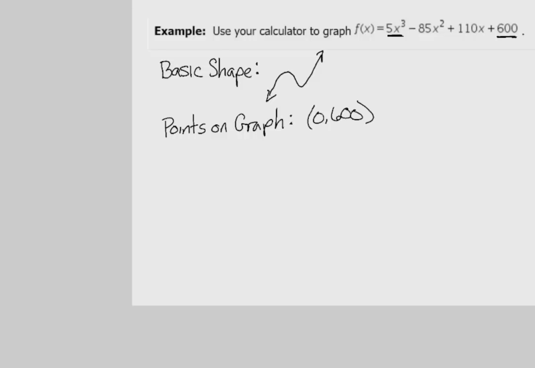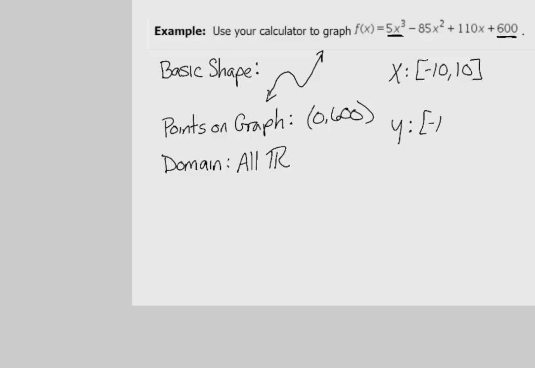Last, we want to think about our domain. We don't have x in the denominator, we don't have any radicals, so our domain for this one is all real numbers. When we initially choose our window, we are making an educated guess. We're choosing a window that will show us something. So for x, maybe we start with just a standard -10 to 10. For the y, remember that we want to be able to see this point (0, 600). So for the y, maybe we go a little bigger and go -1,000 to 1,000.